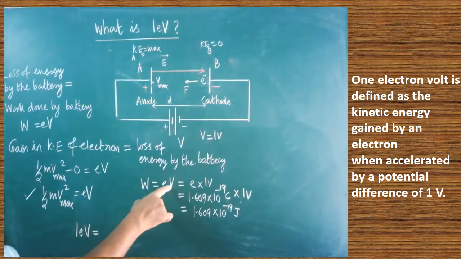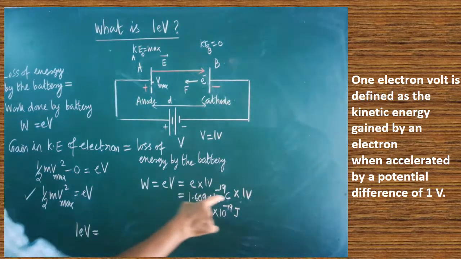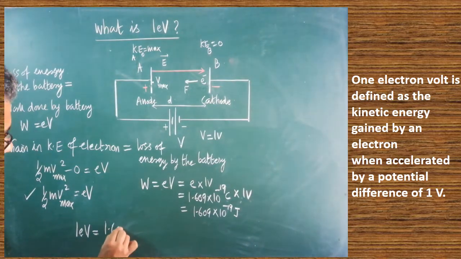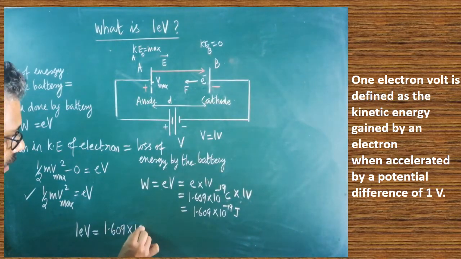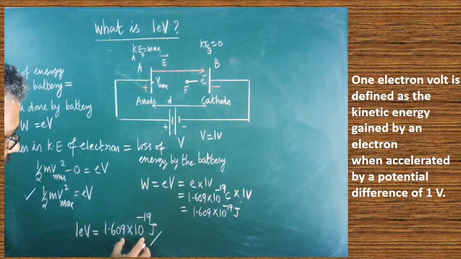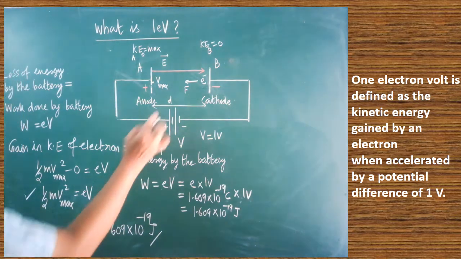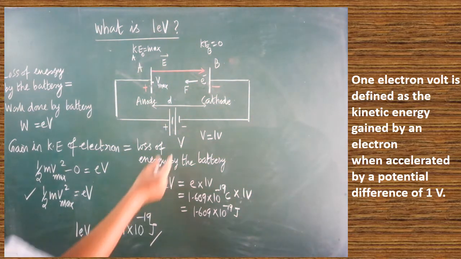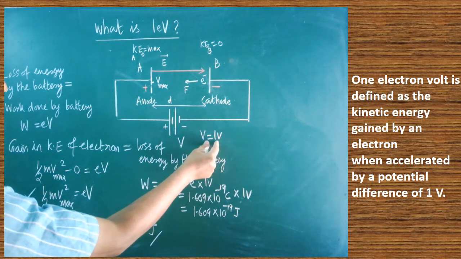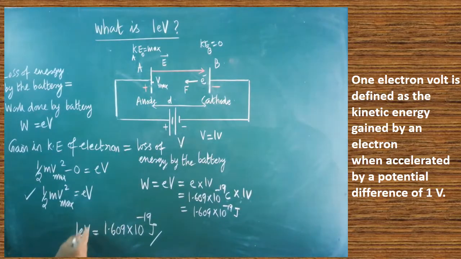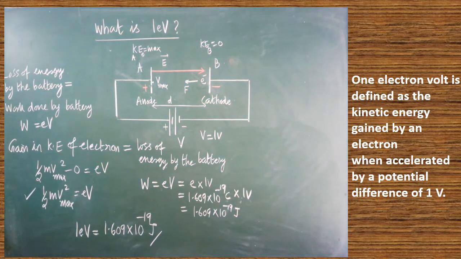1 electron volt is equivalent to 1.609 into 10 to the power of minus 19 joule. If this much work is done, that is the energy of the electron. Are you clear? This is the work done by the battery when 1 volt is applied. If this much work is done by the battery, the electron energy will be equivalent to 1 electron volt. So that is the meaning.